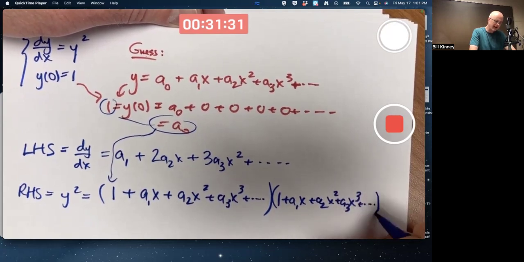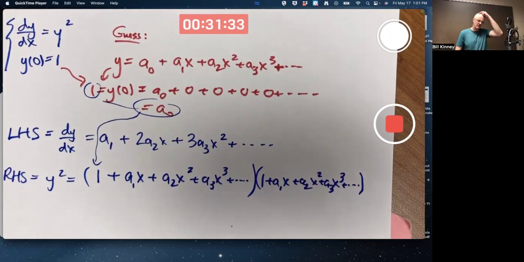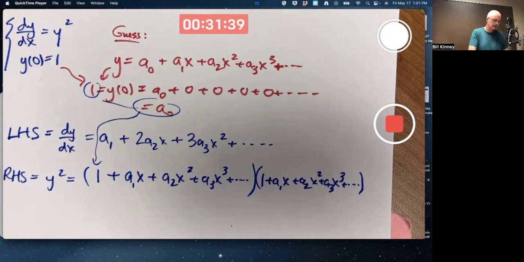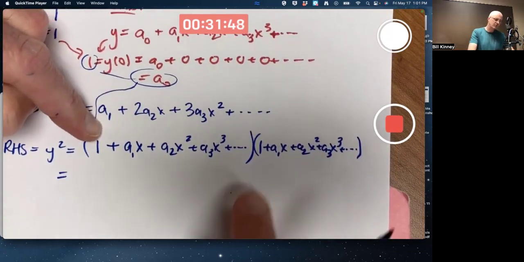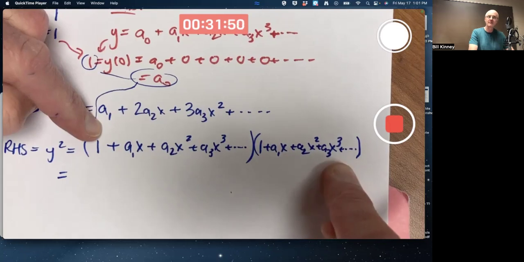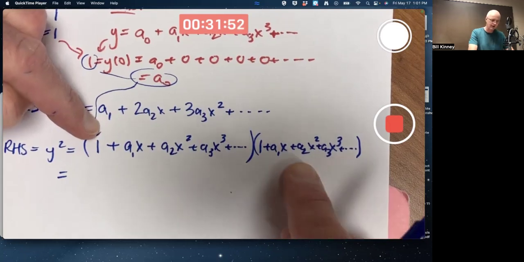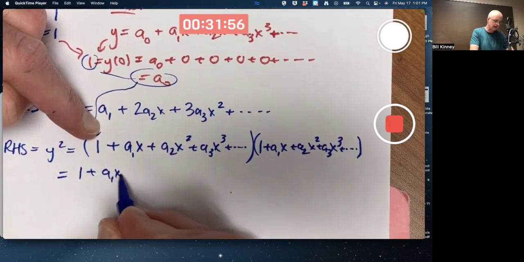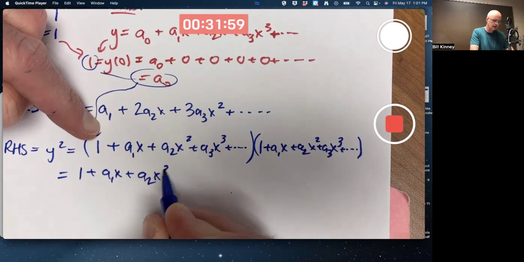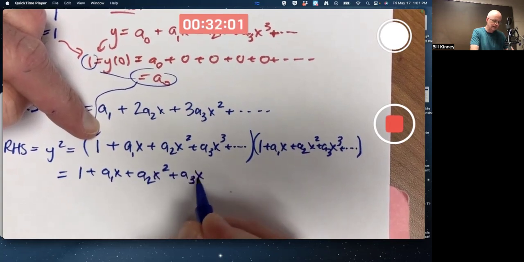What's my goal? Again, my goal is to figure out what the A's are. Effectively, by setting these two things equal to each other and solving for the A's, if possible. Multiply the infinite series. Take it step by step. Start with the 1 on the left. Multiply it times every term over there. Because it's a 1, that's nice and simple. I get every term over there. I get 1 plus a1x plus a2x squared plus a3x cubed, etc.